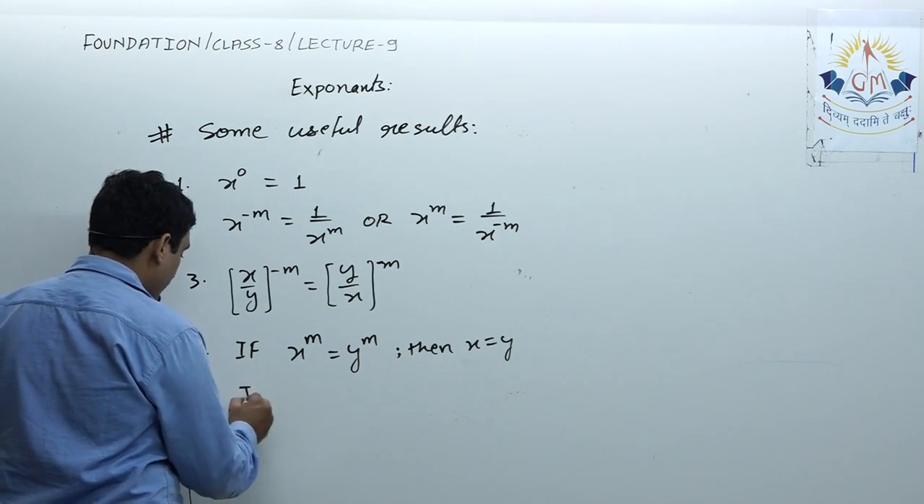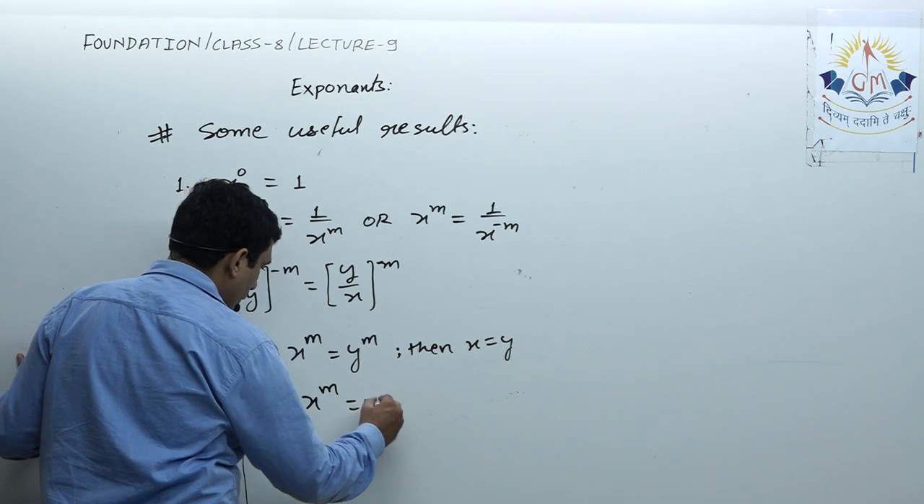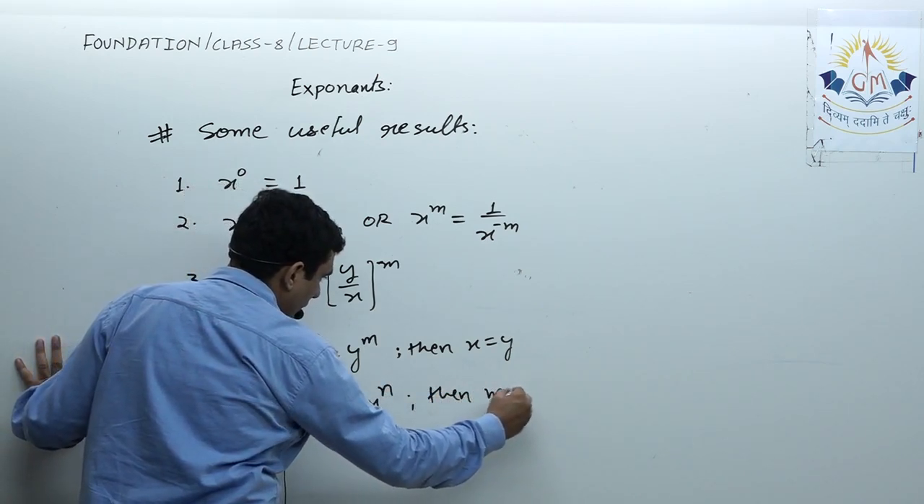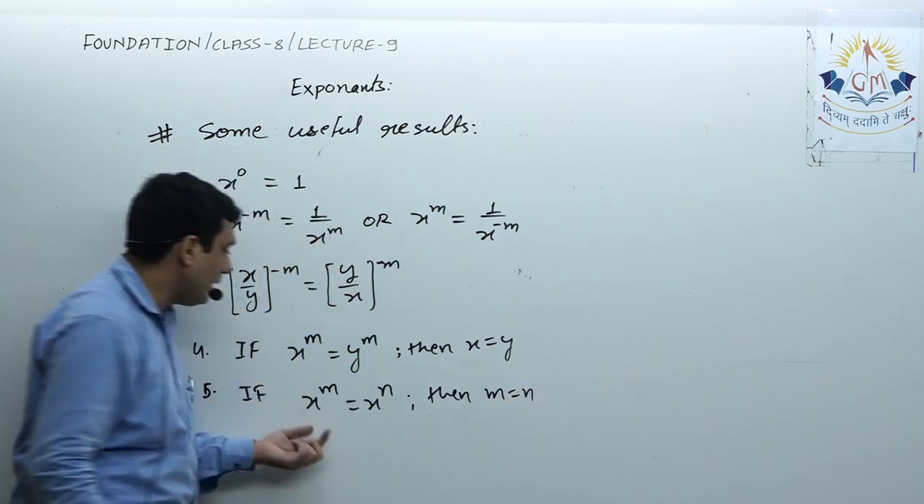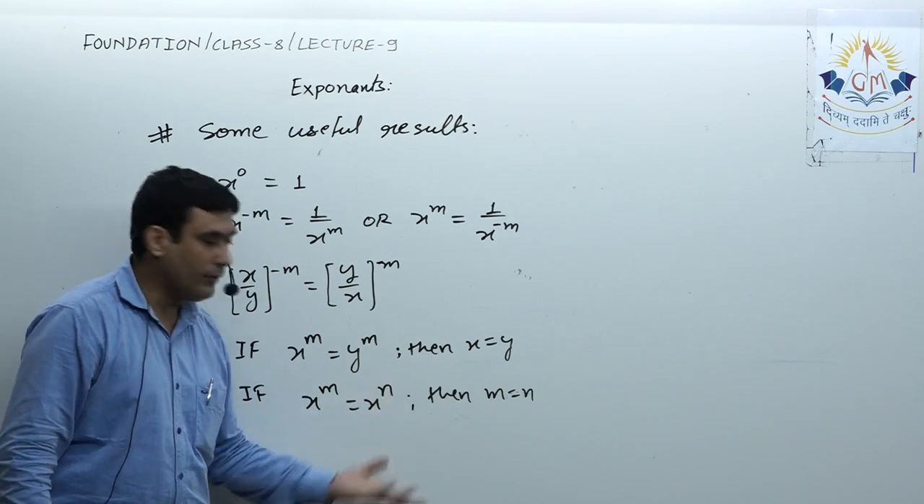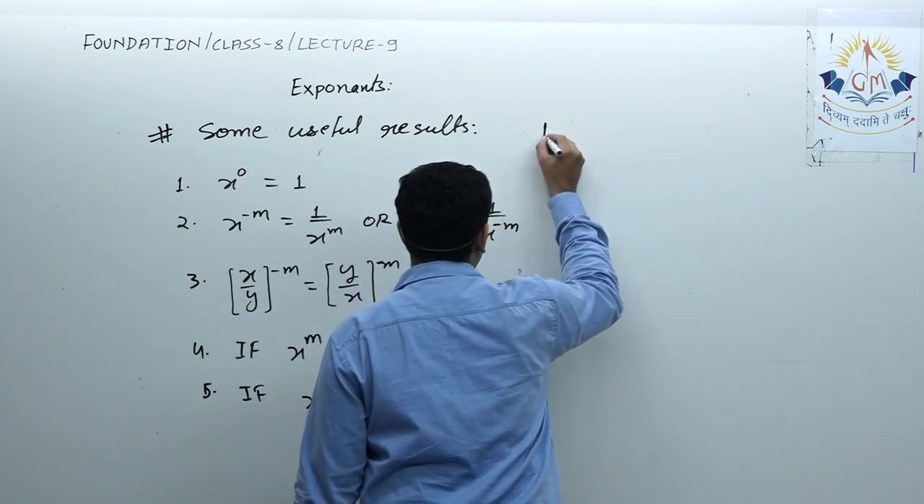Now next is, if x raised to m is equal to x raised to n, then m is equal to n. This is almost similar. Here two quantities are the same with the same base, therefore their powers must be equal.